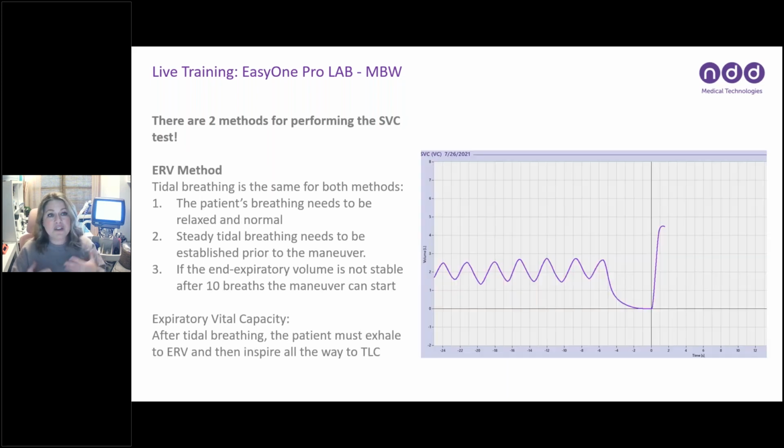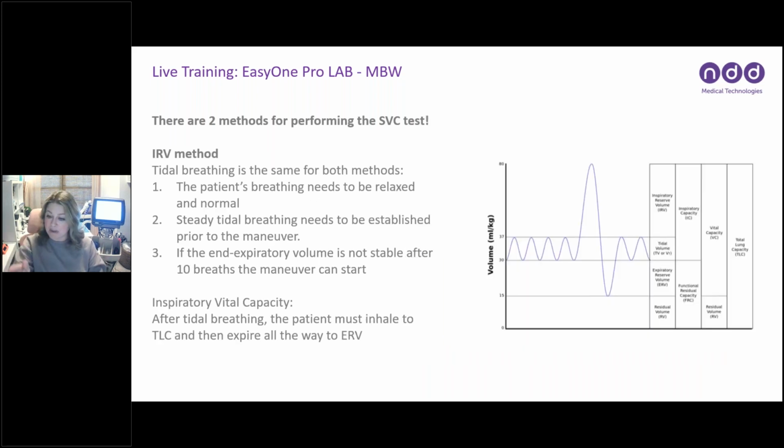So moving on to that ERV method, this is kind of the exact opposite of what we did in the IRV method. And this method is really good for people that might struggle getting to that below baseline, or below our regular breathing, all the way down to ERV from all the way up top in our inspiratory reserve. So this method is a little bit easier for people with known lung disease, for them to be able to hit that expiratory reserve first before taking their big breath in.